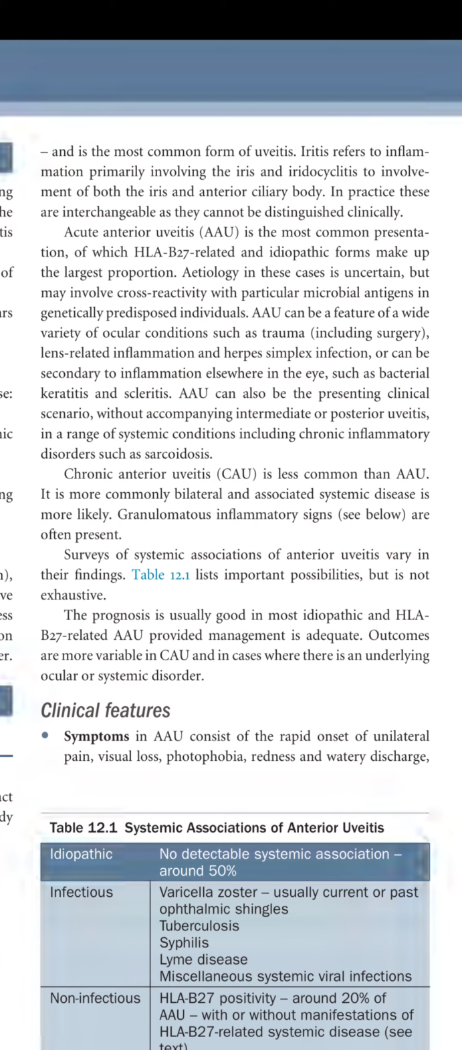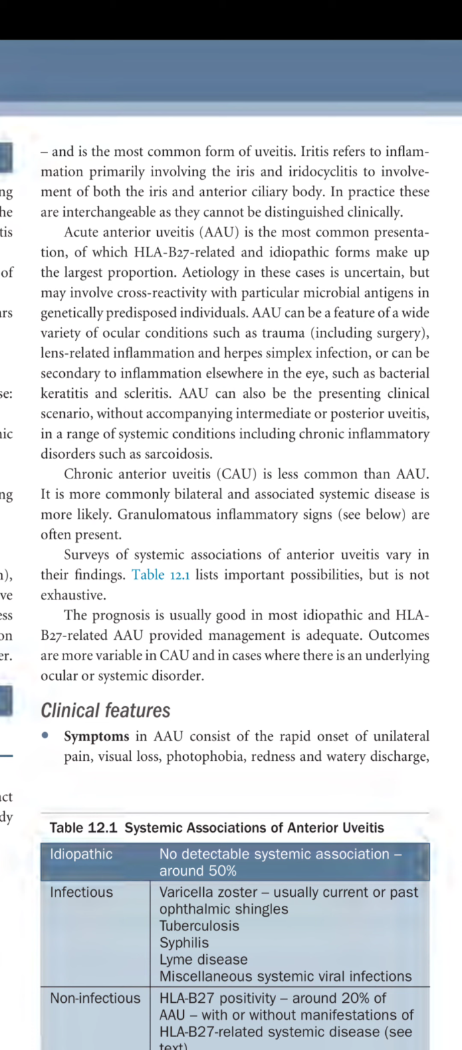Acute anterior uveitis is the most common presentation, of which HLA-B27 related and idiopathic forms make up the largest proportion. So basically the most common cause of acute anterior uveitis is idiopathic, or it can be related to HLA-B27. Etiology in these cases is uncertain but may involve cross reactivity with particular microbial antigens in genetically predisposed individuals.